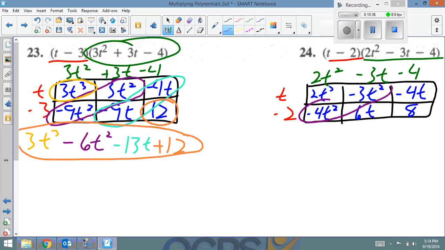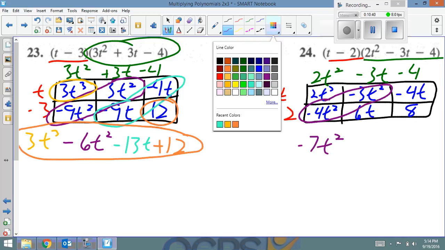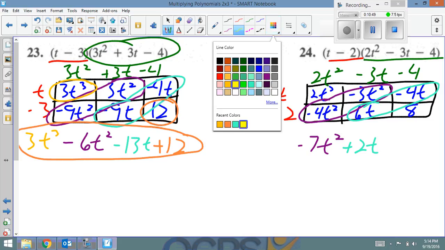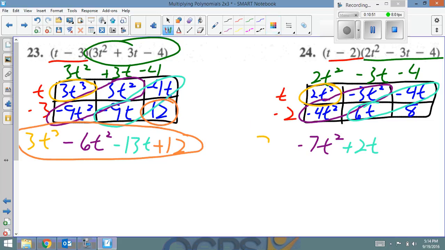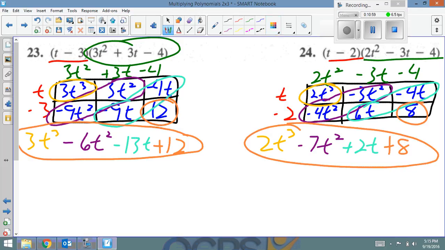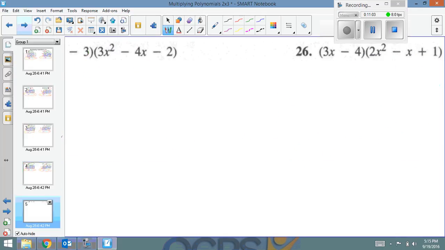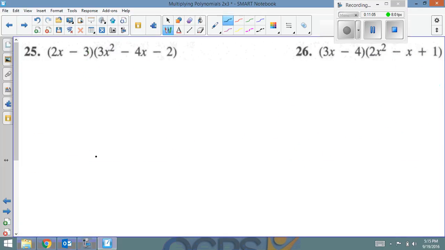Negative 4t squared plus negative 3t squared is negative 7t squared. 6t plus negative 4t is positive 2t. Your 2t to the third is going to go in the front. Your 8 is going to go in the back. Last couple, just repetition. Practice makes perfect.